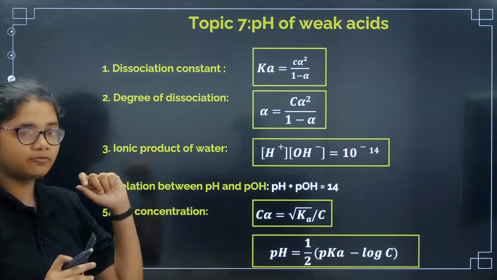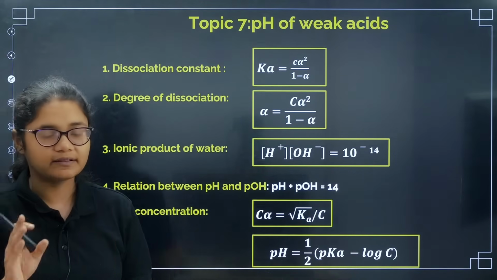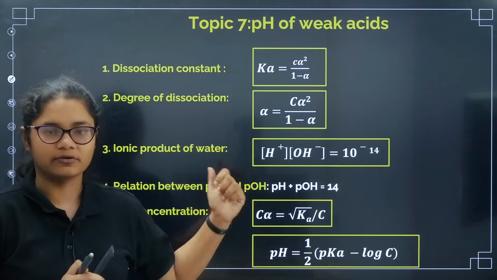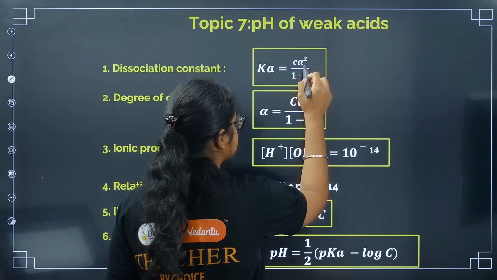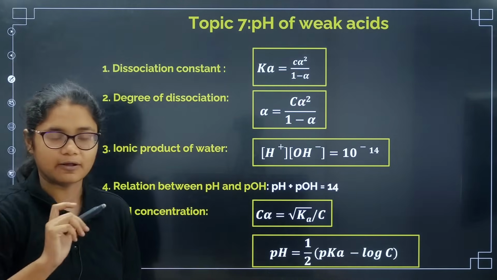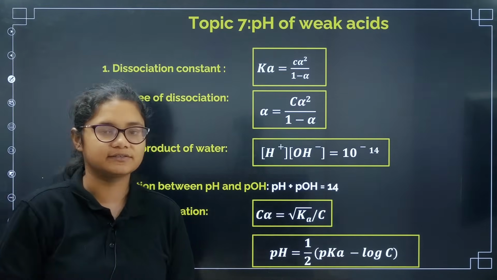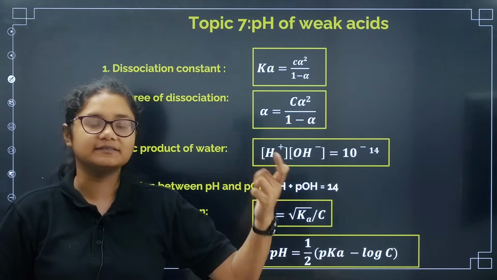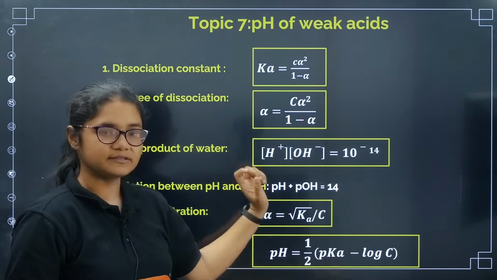First is your pH of a weak acid. Weak acid means they will not dissociate completely, they will dissociate partially. So there is something called a dissociation constant for a weak acid. How to calculate the dissociation constant? Ka is equal to C alpha square by 1 minus alpha. So what is this alpha? Alpha is the degree of dissociation. How much it is dissociating? It will not dissociate 100%, that is clear. But whether it is 60%, 50%, 40%, 5%, right? So that is your degree of dissociation.